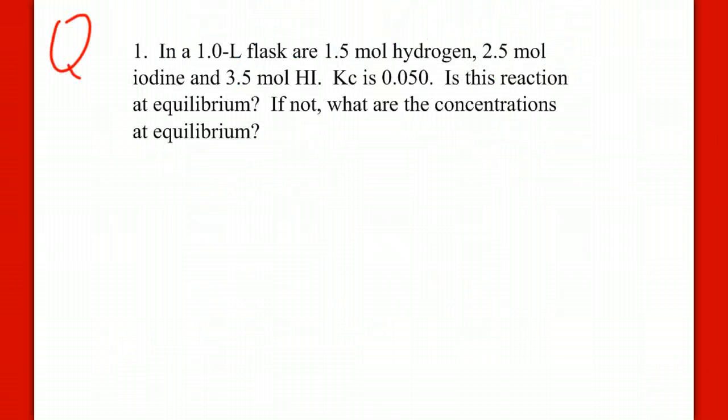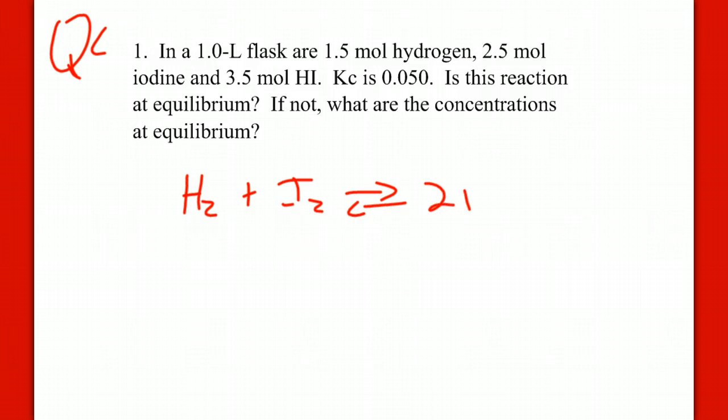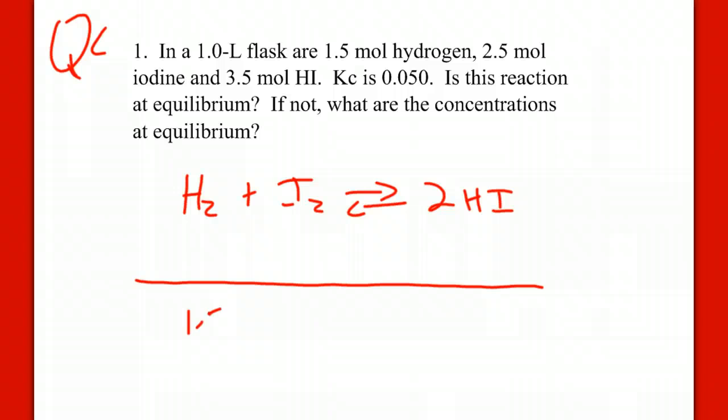The last one here is the QC calculation. Okay, in a 1 liter flask you have hydrogen and iodine and HI, all of them together. Now, this should have actually given you the reaction so you know which way to write it, but we'll just go with this here. The question is, is it at equilibrium? And if not, what are the concentrations? All right, so they gave us this bottom line. It's 1 mole, right? So it's 1 mole per liter. So we have 1.5 here, 2.5 here, and 3.5 here.